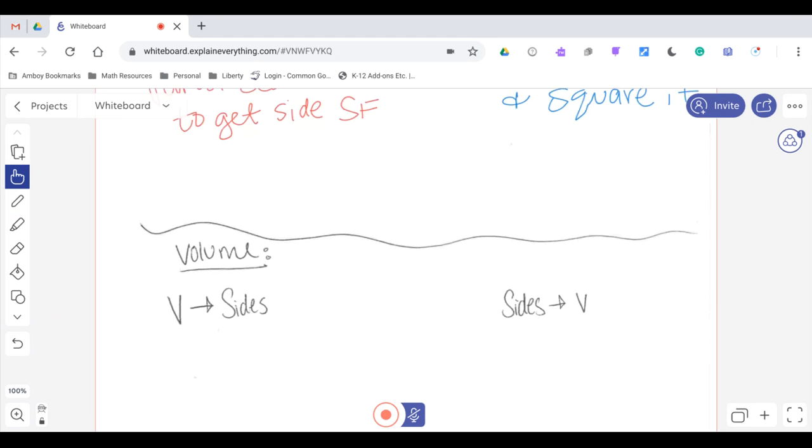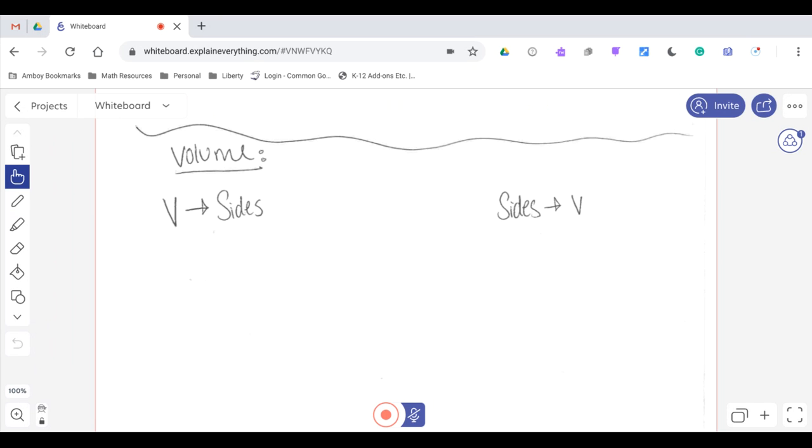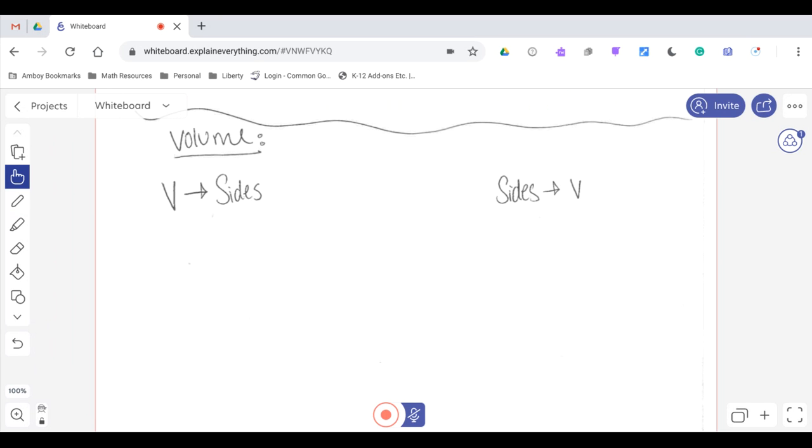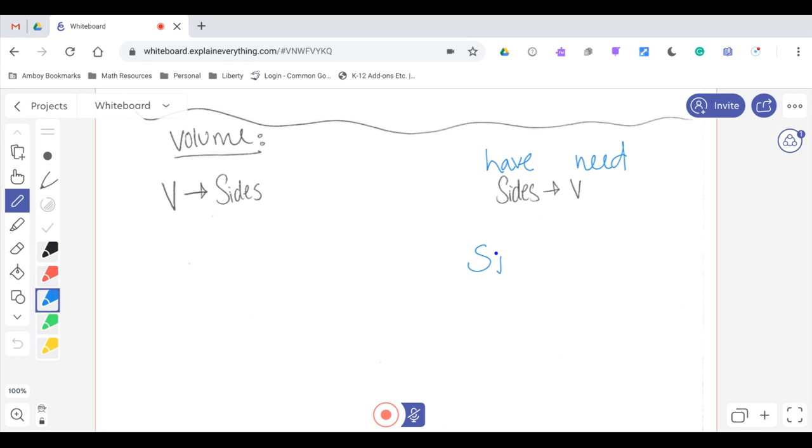What about if we have volume? Okay. Again, going from sides to volume is going to be a little easier. So if you have sides and you need volume, you're going to take the side scale factor and cube it, which will equal your volume.